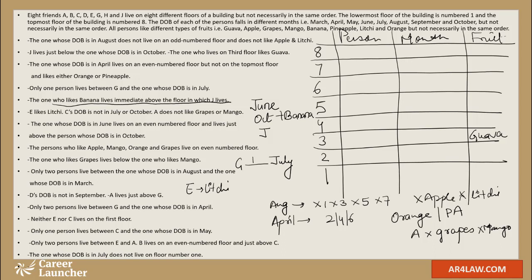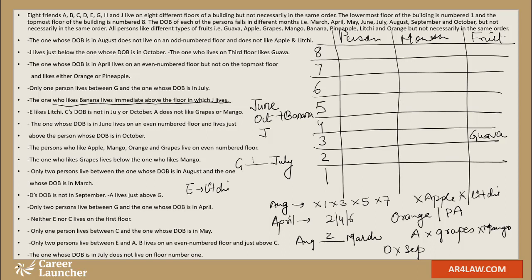Only 2 persons live between the one whose date of birth is in August and the one whose date of birth is in March. Okay, so between August and March there is a gap of 2 people. Either the person whose birthday is in August is above March, or vice versa: the person whose birthday is in March is above the one whose birthday is in August. D's date of birth is not in September, so with D I have a negation. With D I cannot take September.